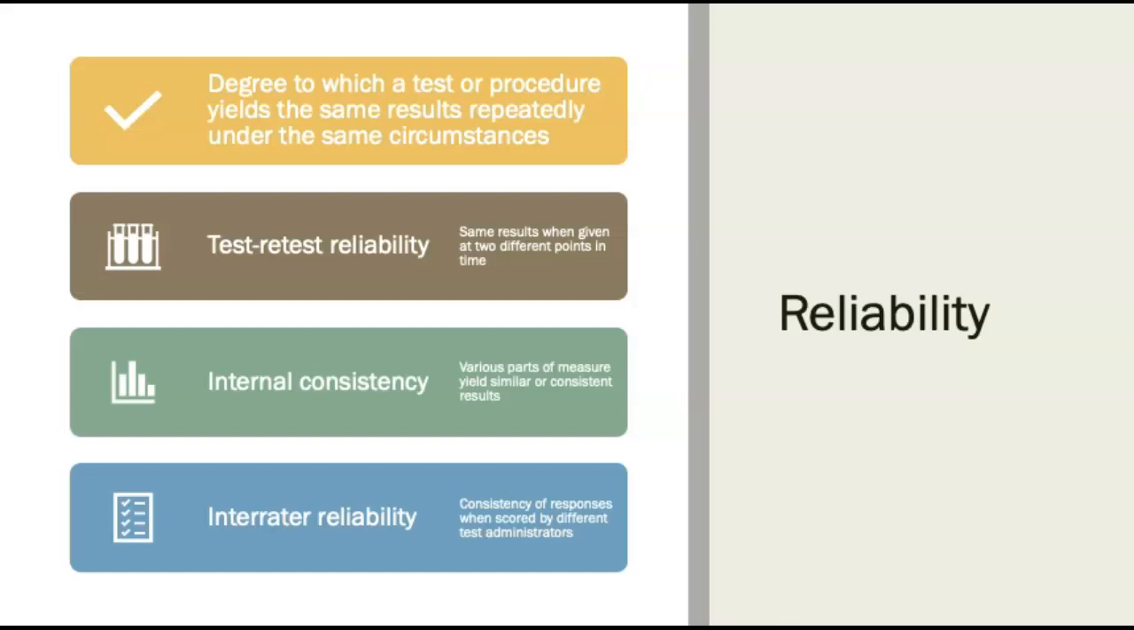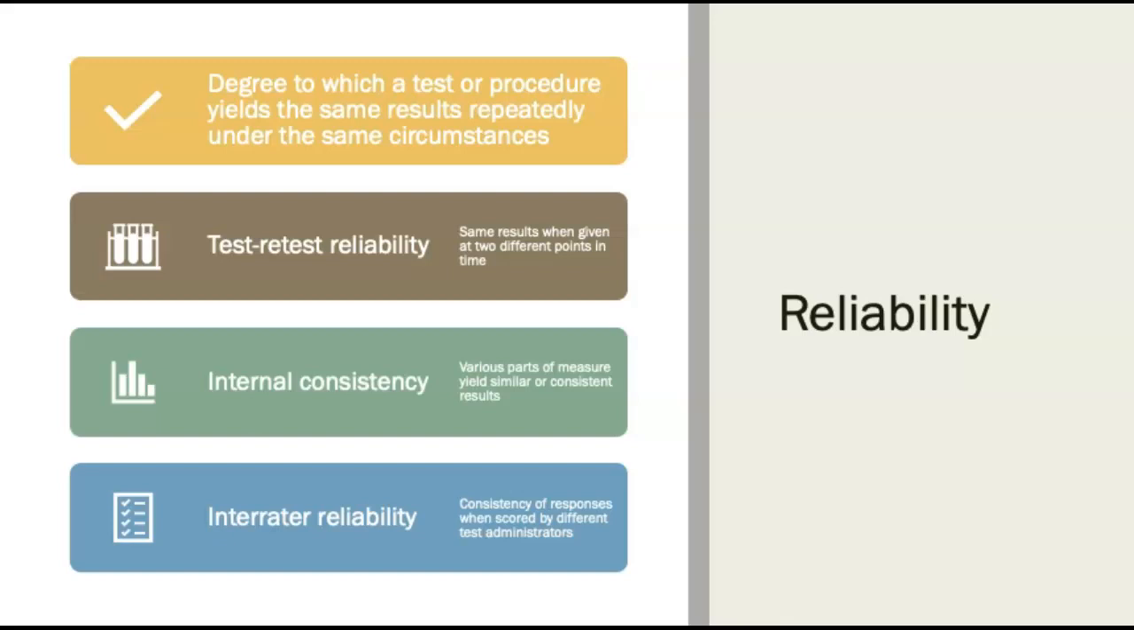We're going to take a quick look at reliability and validity in this chapter. You'll also notice that there's a video posted in Moodle that offers another explanation about reliability and validity. That will be a great resource to come back to as you're working to fully understand these two concepts. Reliability is the degree to which a test or procedure yields the same results repeatedly under the same circumstances. When I think about reliability, I think about consistency. Is this going to consistently give me the same results if it is done in the same circumstances?